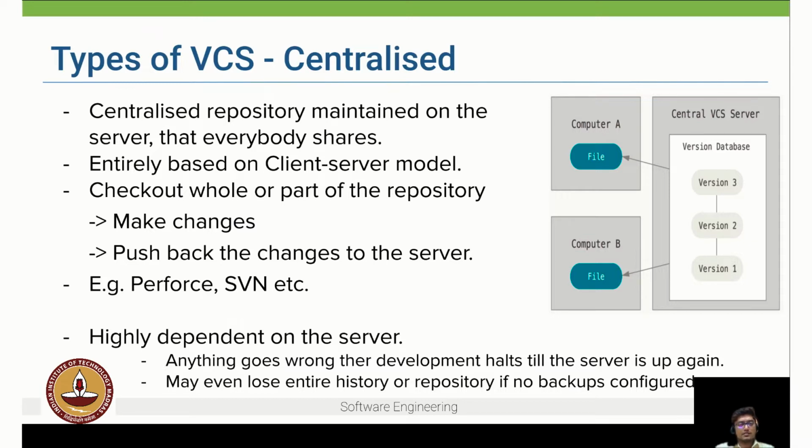Examples of these kinds of centralized version control systems are Perforce and SVN. They are still in use in a lot of organizations, but they are highly dependent on the server. If anything goes wrong on the server, the entire development could halt till the server is up and running again. You may even lose the entire history or repository if backups are not configured for the repository on the server.